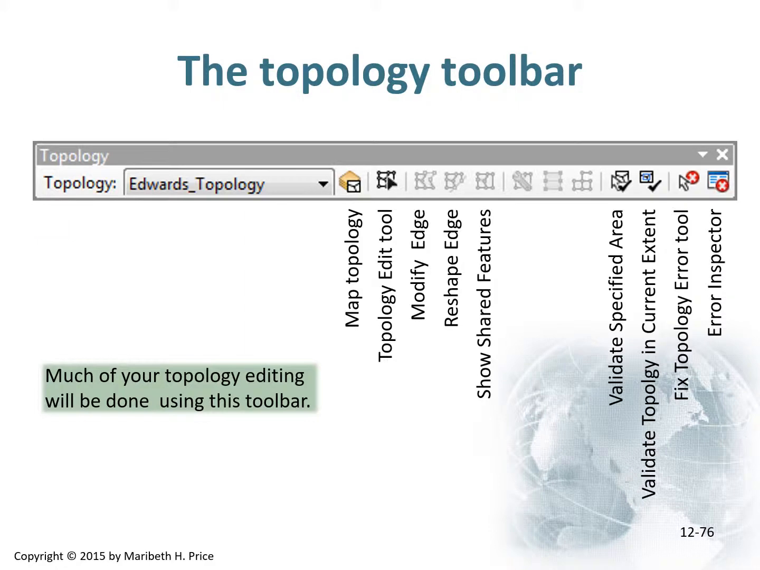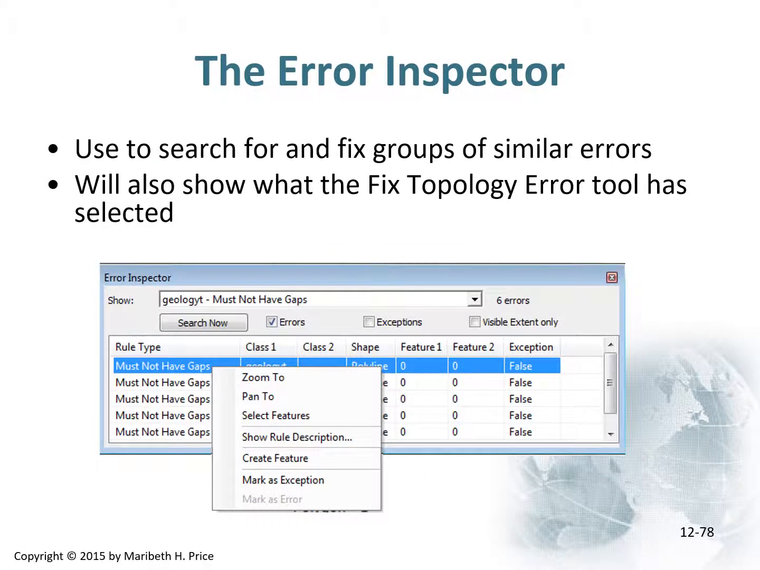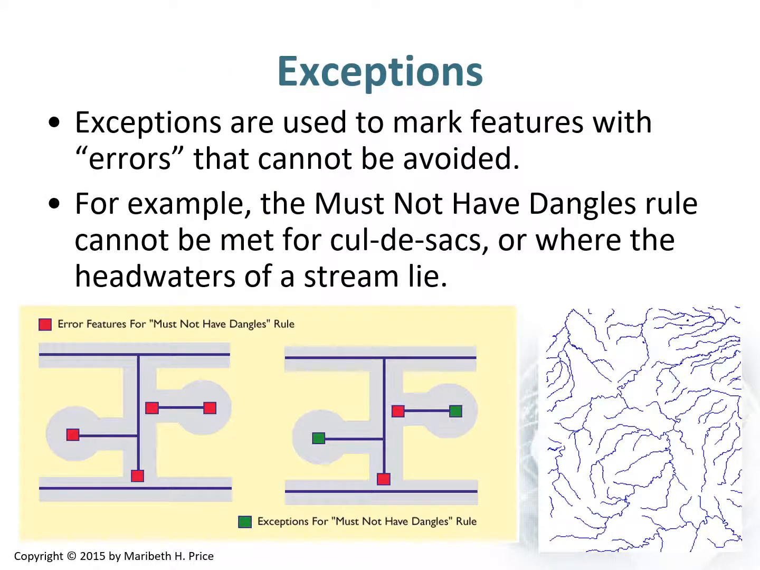Again, so toolbar, this is where a lot of this is done from. As far as the errors and how you can do that, you can go into the show rule description and see what's going on. You can inspect individual errors. You can change and control the selection process. You can set up exceptions.